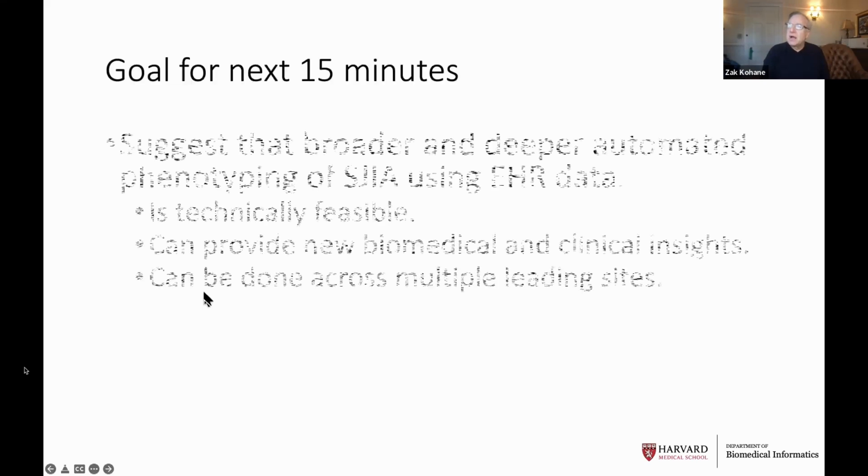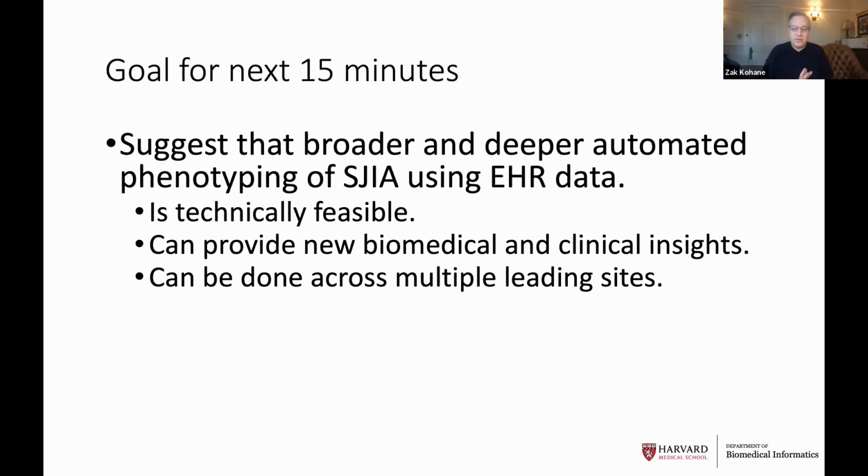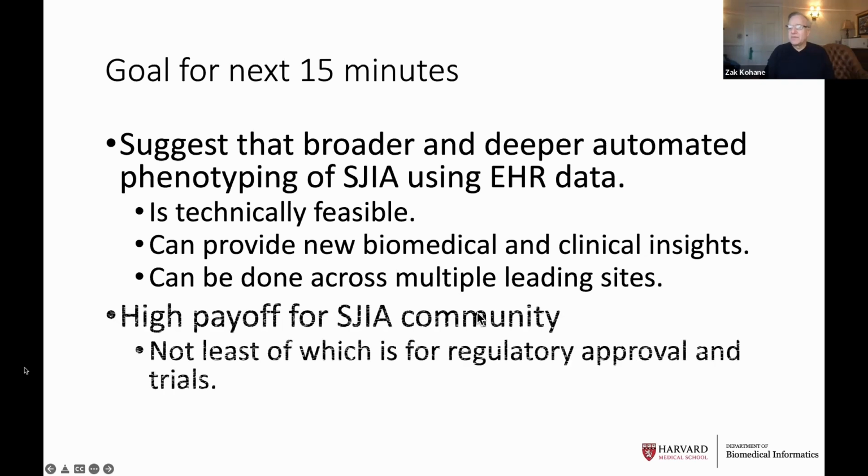And so over the next 15 minutes, I'm going to try to do the following. I'm going to try to convince you that broader and deeper automated phenotyping of SGIA using electronic health record data is technically feasible, because I've been doing it and others have been doing it for the last 20 years, and it's getting better and better and easier, and it can provide new biomedical and clinical insights. And it can be done across multiple leading sites of SGIA clinical care. And that there's a high payoff for the SGIA community, not least of which is regulatory approval and better trials.